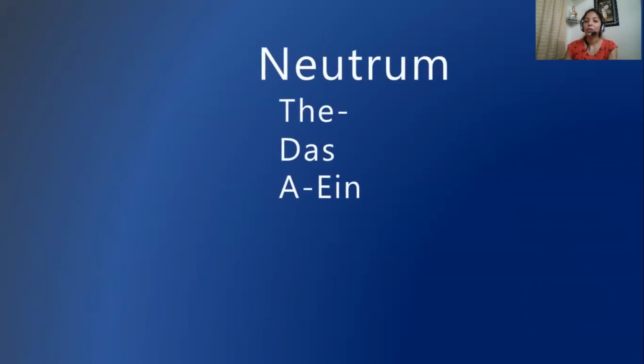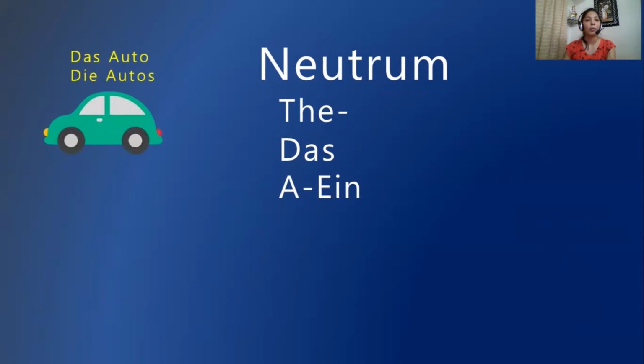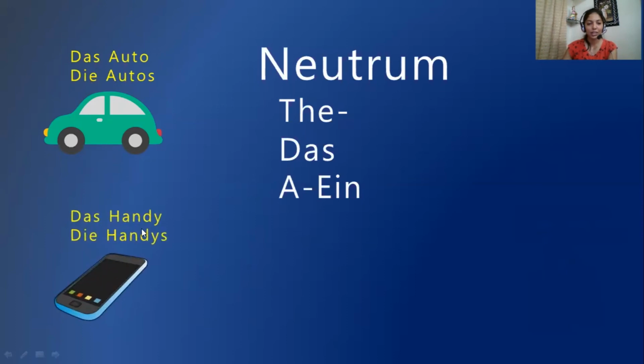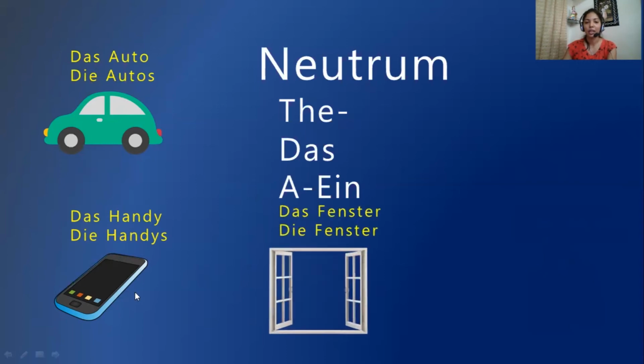Neutrum. So das, the, and ein. It's similar to your masculine, but this is the case only when we are talking about nominative articles. We'll see the other cases in the coming videos. So das Auto, the car. Die Autos, the cars. Das Handy, the mobile phone. Die Handys, the mobile phones. Das Fenster, the window. Die Fenster, the windows.